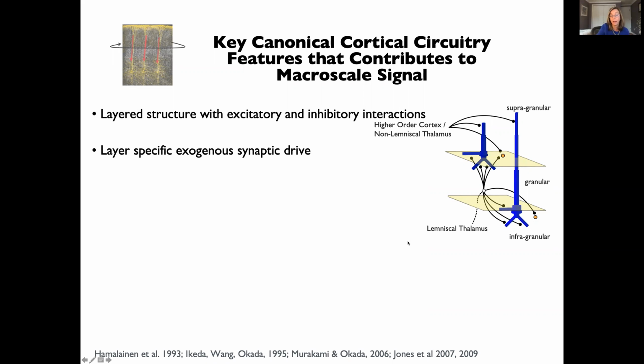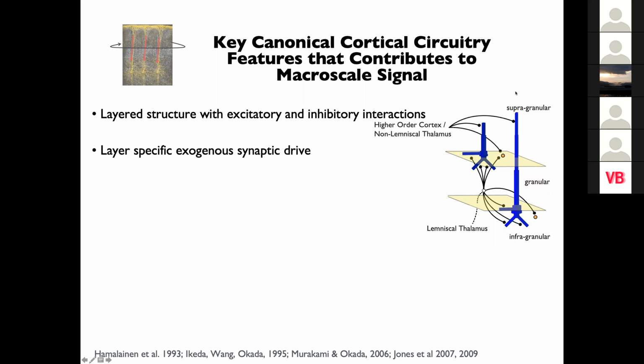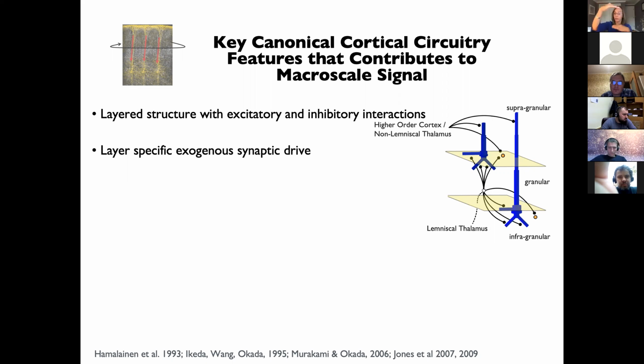One pathway is the pathway that relays sensory information from the periphery through the thalamus and up to the granular layers of cortex, where it then propagates to these pyramidal neurons in the other layers. There's another pathway that comes right into the supragranular layers, and this is the information that's relayed from either higher order cortical structures, or there's also what's called non-lemniscal thalamic nuclei that project right up to the supragranular layers.